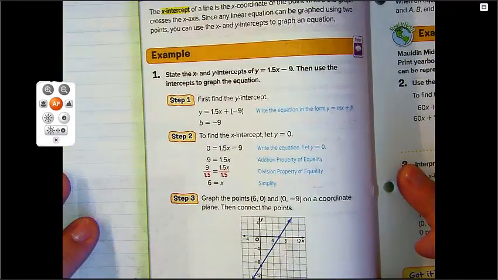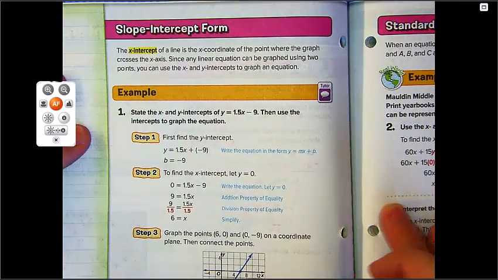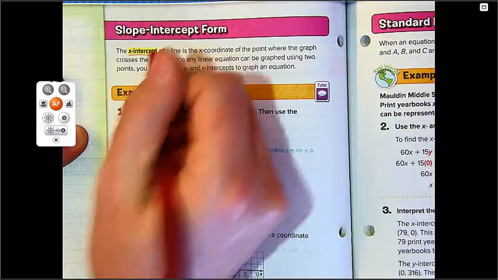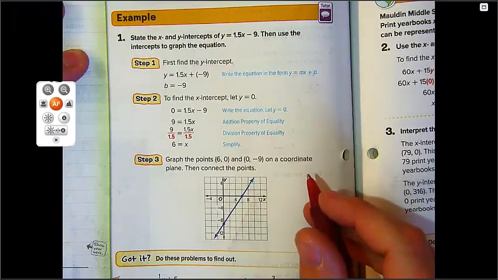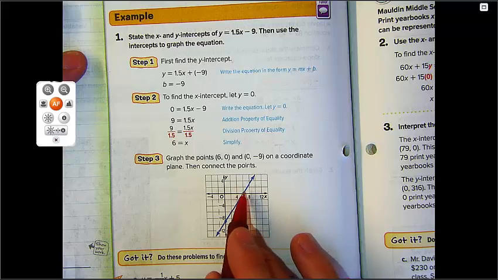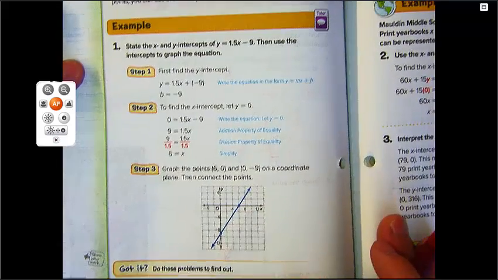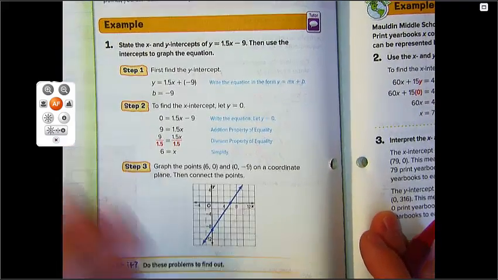Now we're going to talk a little bit more about this y-intercept and x-intercept. So our x-intercept, remember, that's one of your vocab words. That is where a line crosses the x-axis, like in this picture right here. So this point right here is the x-intercept. We're going to look at solving for the x-intercept, okay?